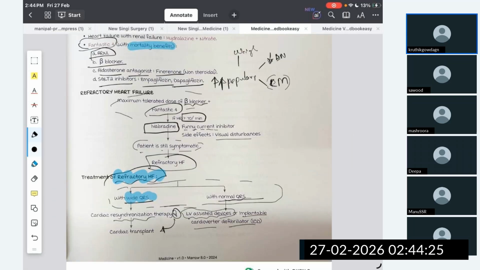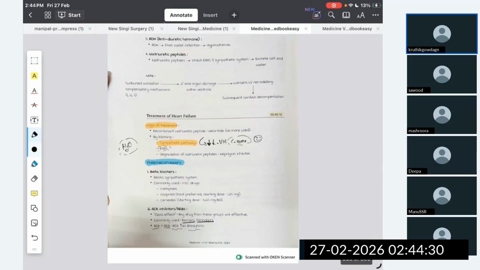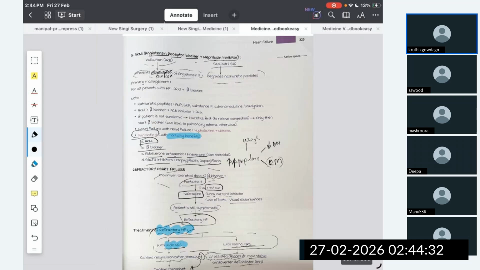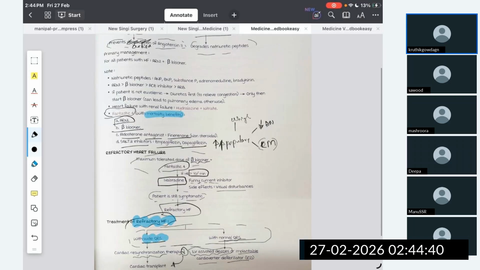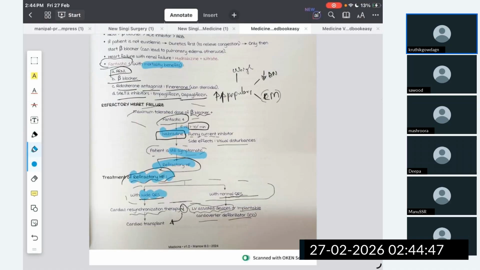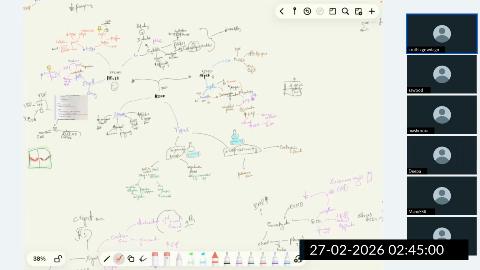So this is about treatment of heart failure. I told you, in treatment of heart failure, first we'll start with beta blocker, ACE/ARBs, and then neprilysin inhibitor. If the patient is not responding, we'll try ivabradine. Still, if the patient is symptomatic, it's called refractory heart failure. We'll do an ECG and see whether the QRS complex is wide or normal. Accordingly, we'll do cardiac resynchronization or LV assist devices. This is about heart failure. We have finished heart failure, which is the most important topic.